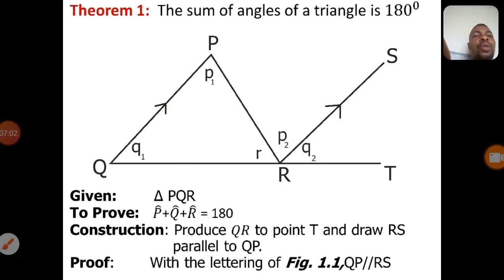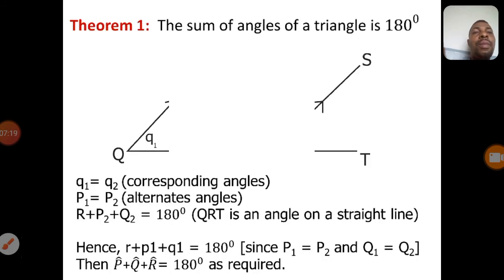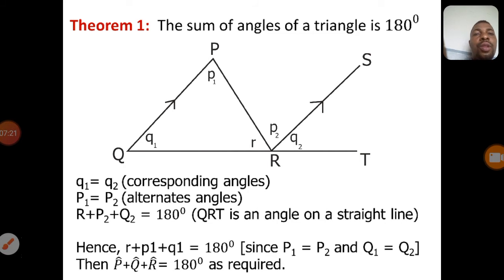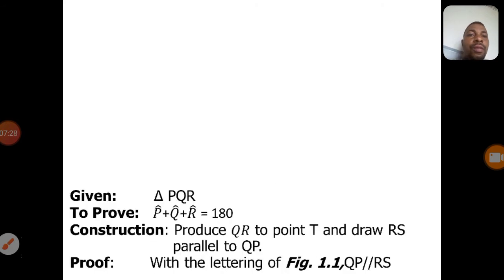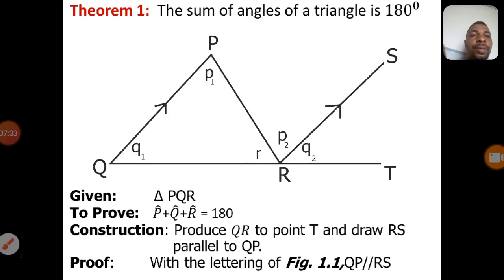So let us go into the proof now. With the lettering in this figure now, you can agree with me that Q1 is equal to Q2, meaning that they are corresponding angles. We already know what corresponding angle is all about. Okay?